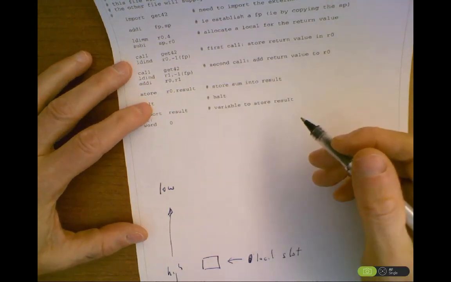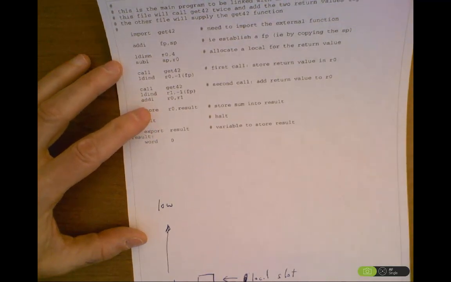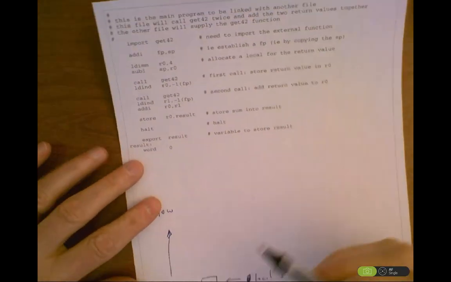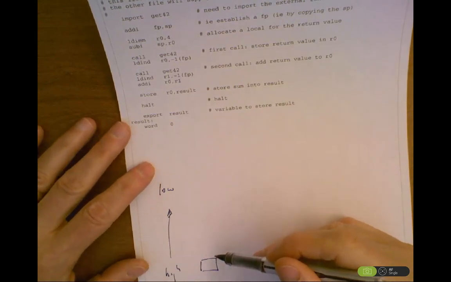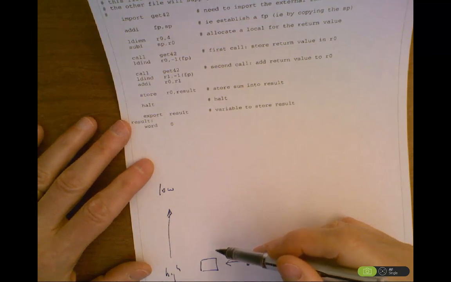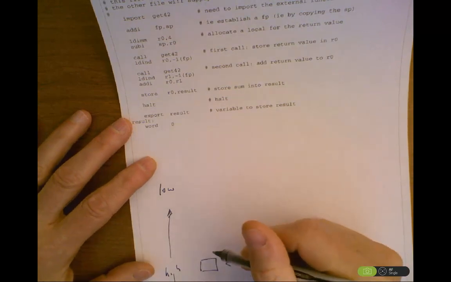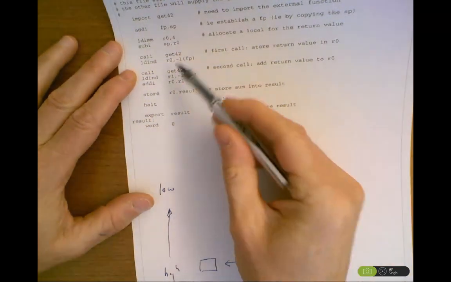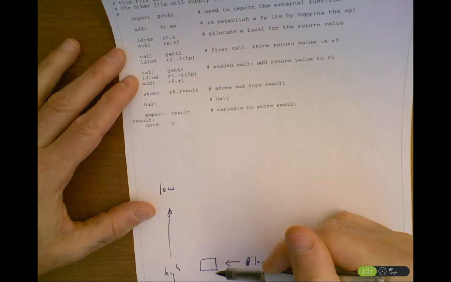Then I call get42. And the call is going to push things on the stack. It's going to push the return address. It's going to push the frame pointer. It's going to establish a new frame pointer. Okay. So the stack continues to grow down from high to low memory. Then I do the call instruction. I go off to the function. When the function returns, the stack will shrink back. Okay, so that's how the runtime stack works.